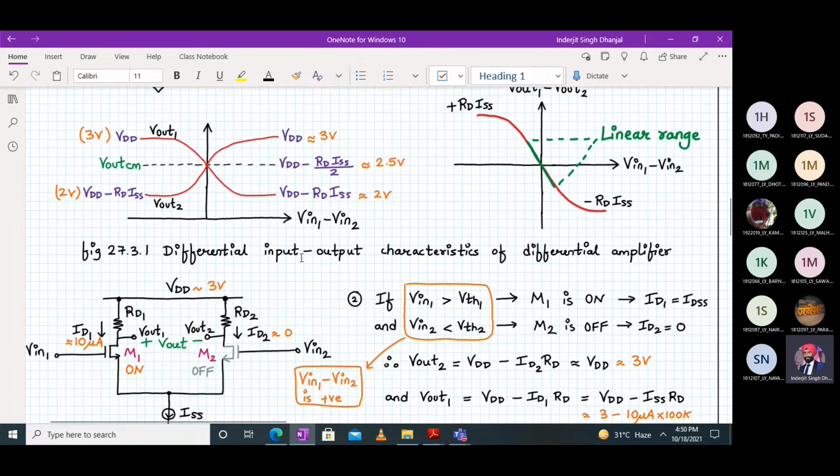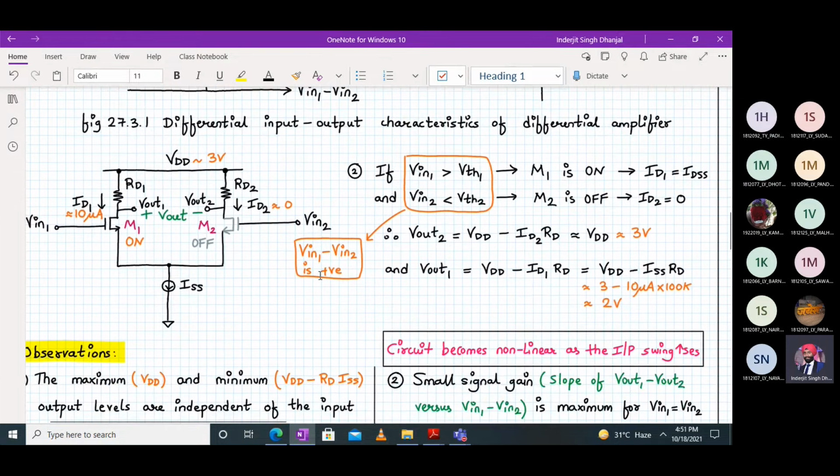We will finally plot this differential input output characteristics of the differential amplifier. Okay, so we say V out 1 is 3 volt, then it is falling down, and then it is settling down at 2 volt. We will come back to this point. Wait, let's just complete this point over here.